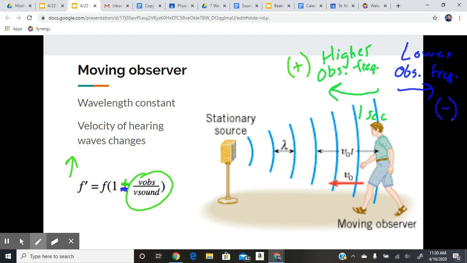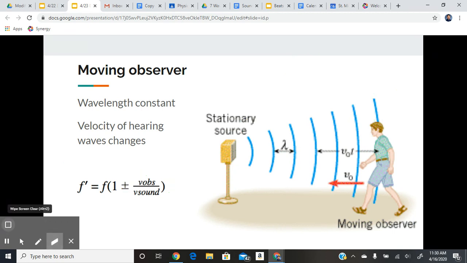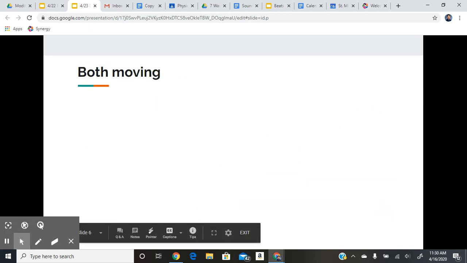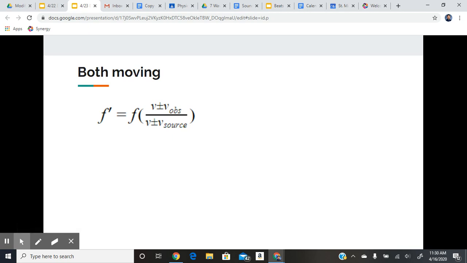And then our final situation here is if we have both a moving observer and a moving source. Now this is the equation where, if you wanted to, you could use this for any given situation. You could use this for a moving source or for a moving observer if you really wanted to.